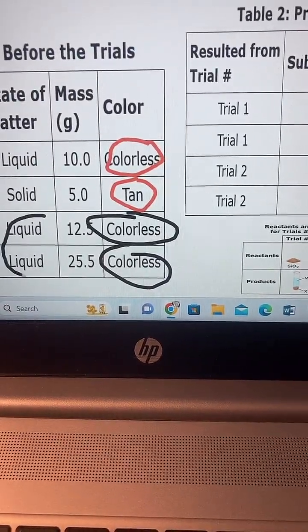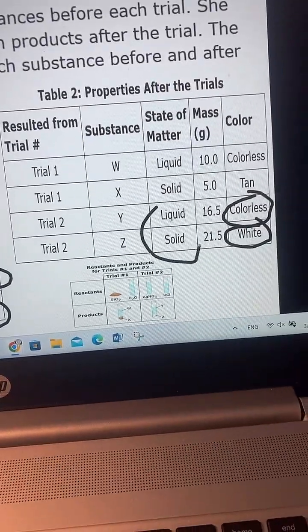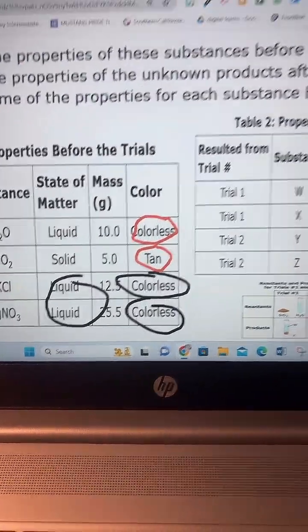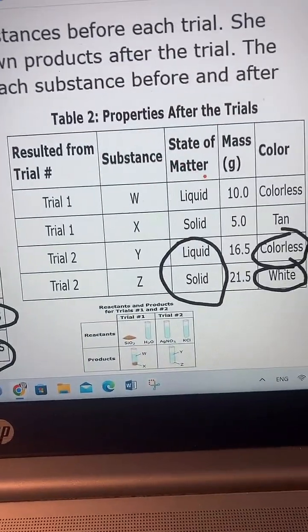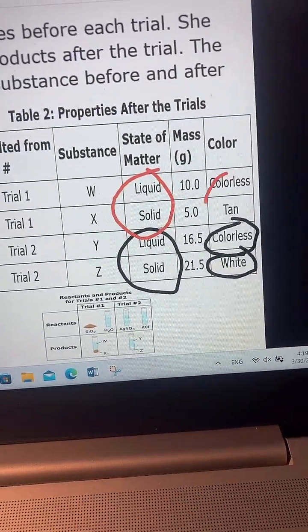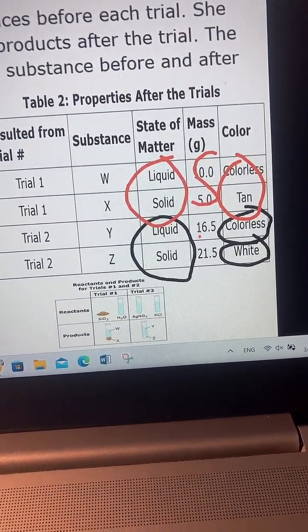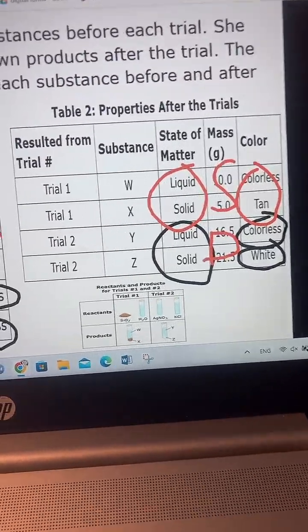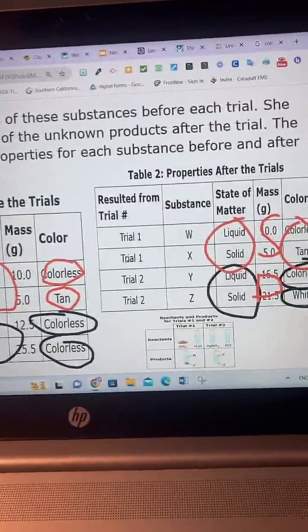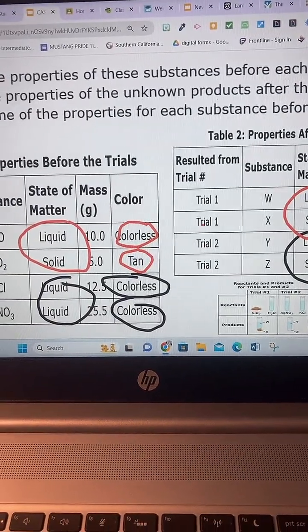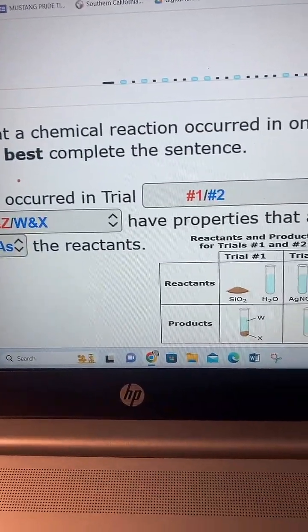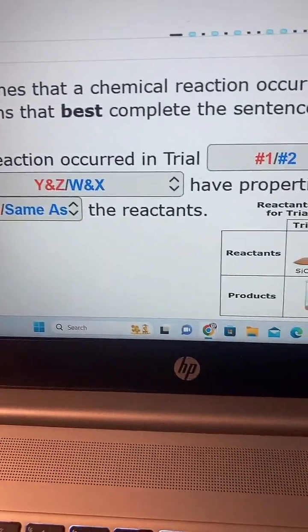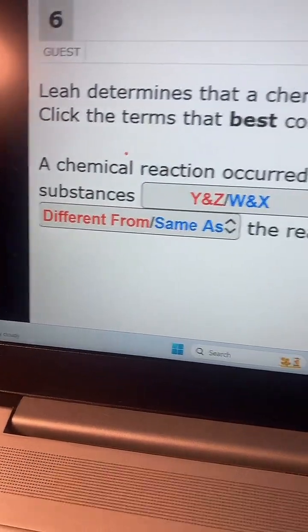In the same way, here we have liquid and liquid. Here we have liquid and solid. But here, let's go back to red. Here we have liquid and solid and colorless and tan. And here we have liquid and solid and colorless and tan. These two are the same. These are different. And that's going to tell us what our chemical reaction is. So first of all, did a chemical reaction occur in W1 or 2, in W and Y and Z, or W and X, because they're different or the same?